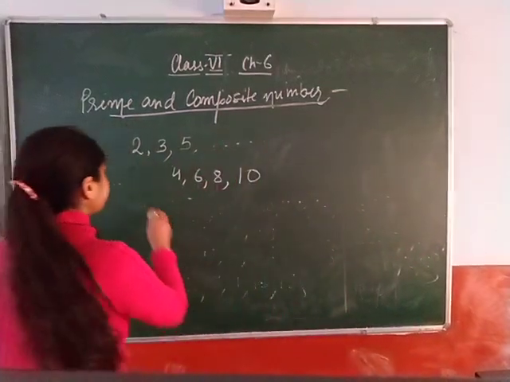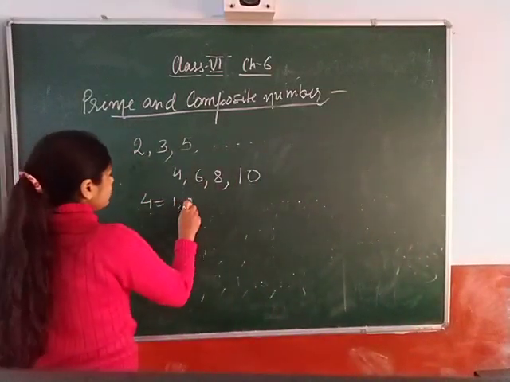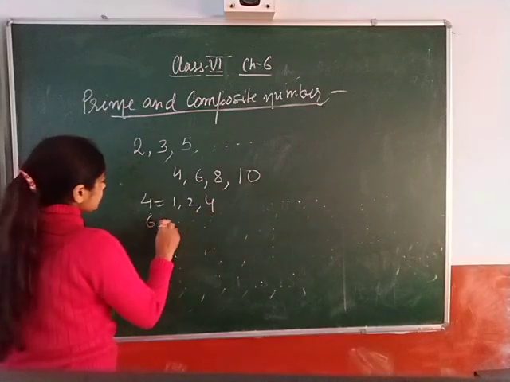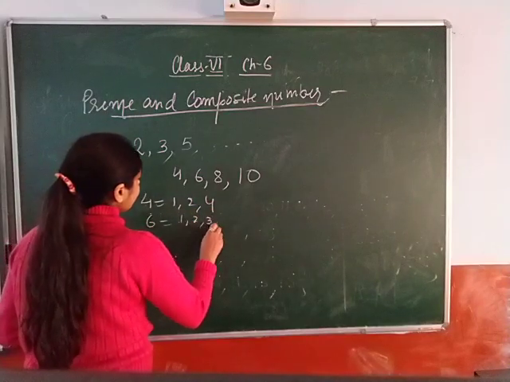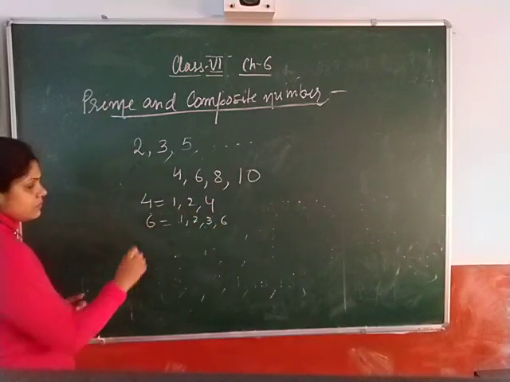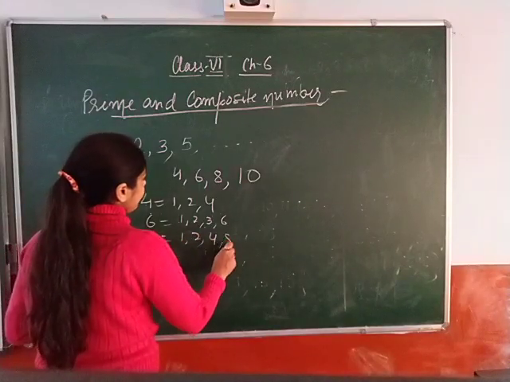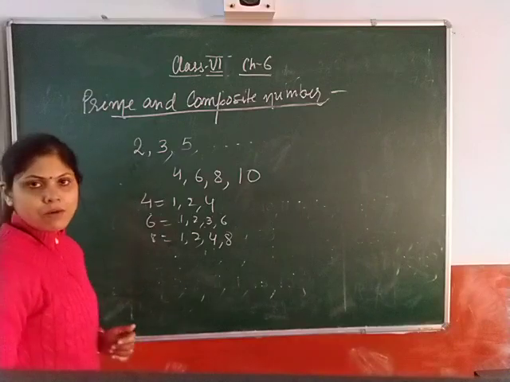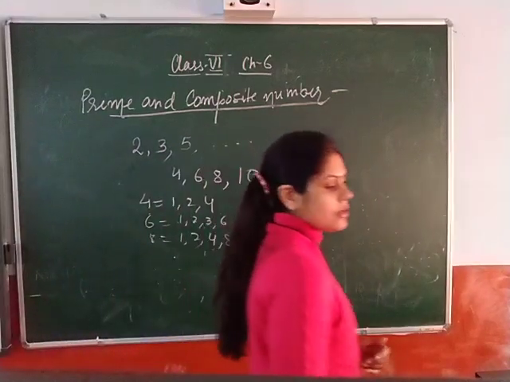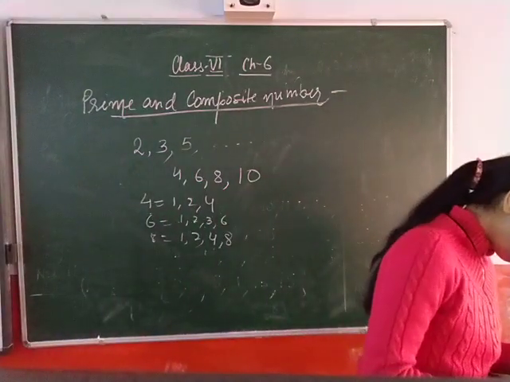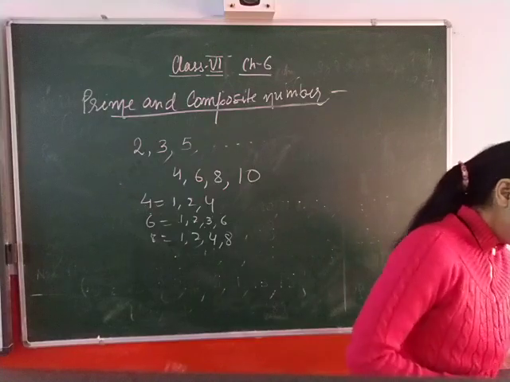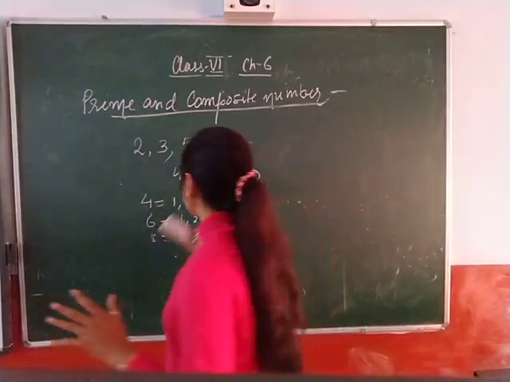See, 4: 1, 2 and 4. 6: 1, 2, 3, 6. 8: 1, 2, 4, 8. More than two factors means a composite number. Clear? Now let us move on to primes, which I will tell you afterwards. Let us come to the questions now, else you will be confused.